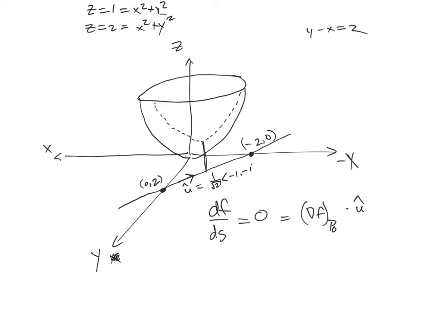-1, -1. I've chosen u hat in that direction. It doesn't matter. I could choose u hat in the opposite direction. Shouldn't matter, right? Whether I'm changing x and y in this direction to see what happens to f, or if I'm changing x and y in this direction to see what happens to f, I should get the same result. I'm looking where the change in f is 0.